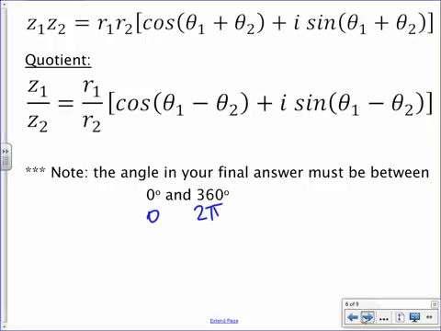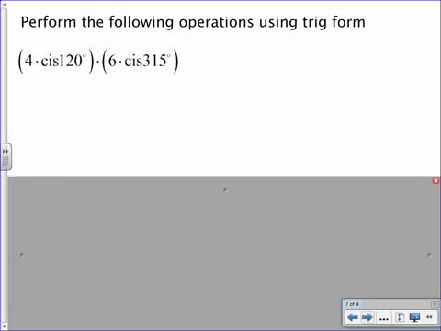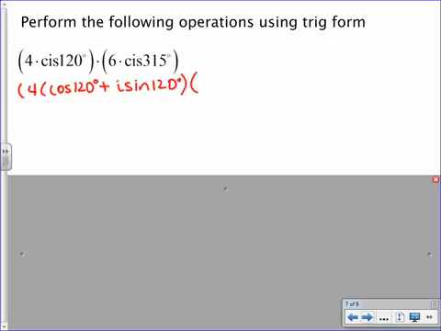Okay. So the two examples I have here, I did write them in that shorthand. Okay, so you can see what it looks like. Okay. All this means is 4 times cosine 120 plus i sine 120 times 6 times cosine 315 plus i sine 315. Okay? If you don't like the shorthand, just rewrite them to this. Otherwise, you can use the shorthand.